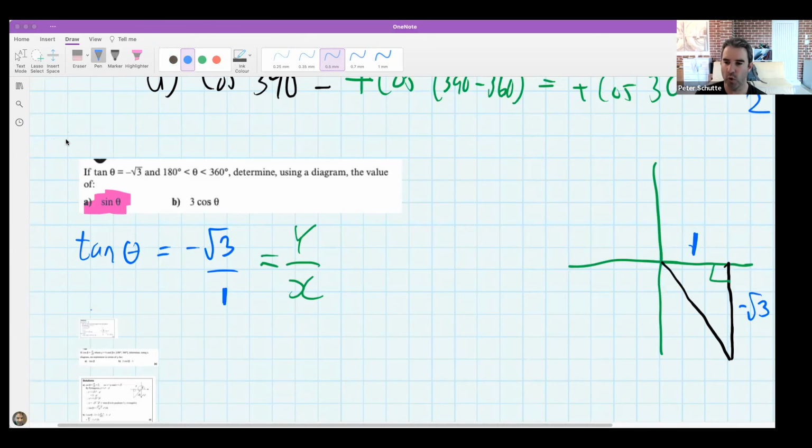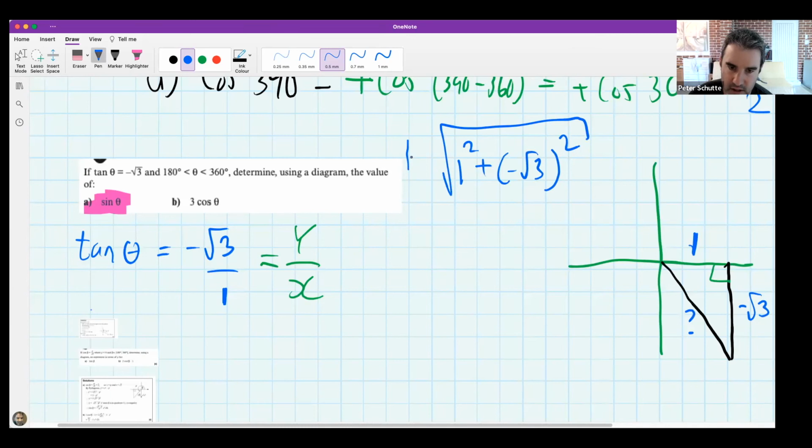Okay, now I want to know, what is the missing side going to be? How am I going to figure that out? Pythagoras, loving it. So using Pythagoras, we'll call that R or H, it doesn't really matter, but we're going to go 1 squared plus minus √3 squared, square rooted, and I'll call that r. And what do we get for the answer for that? r squared is 4, so r is going to be 2. So what we do in this type of question is we first draw the triangle and then we work out the missing side.